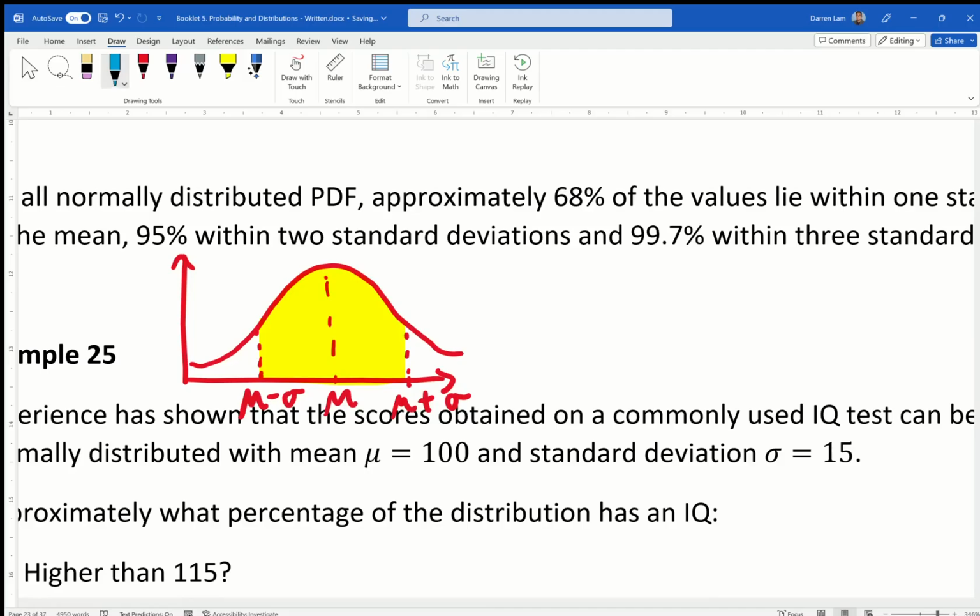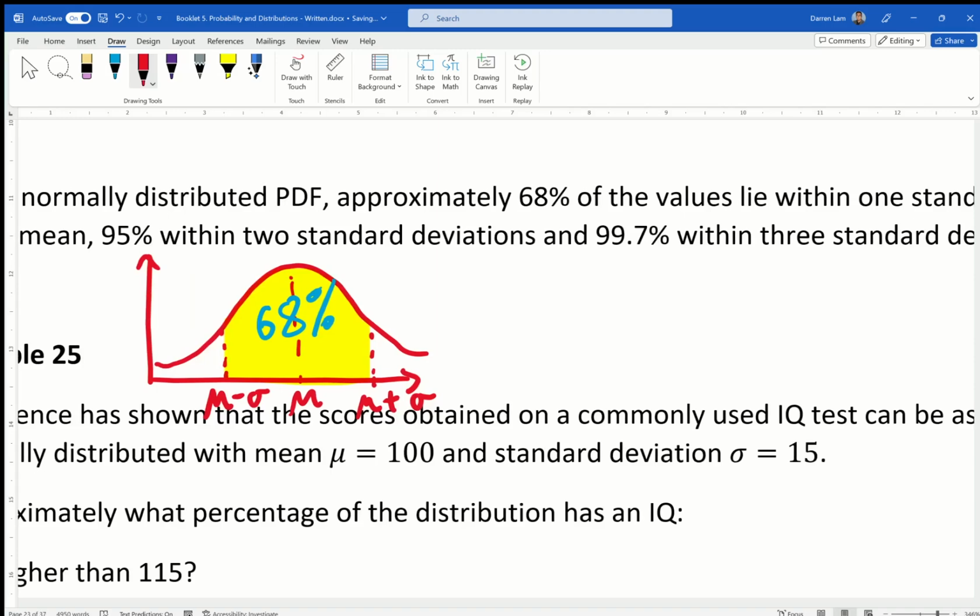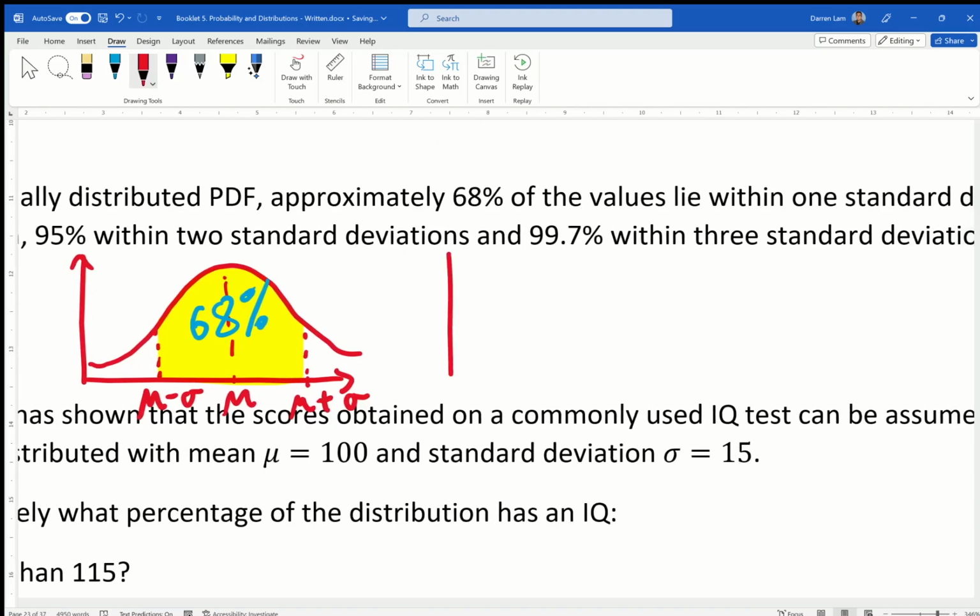What that's saying is that plus or minus sigma, that's 68%. Now, in reality, it's not exactly 68%, but it's approximately, and that's what we're focusing on. The next diagram, we're going to do the same thing, or at least try to draw the same thing.